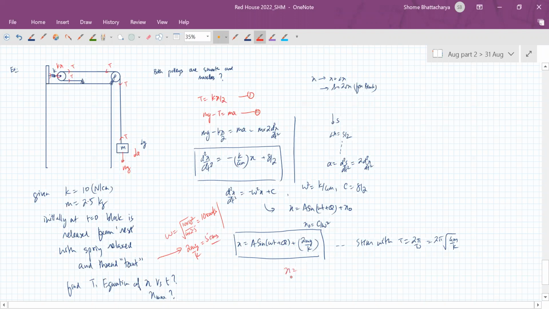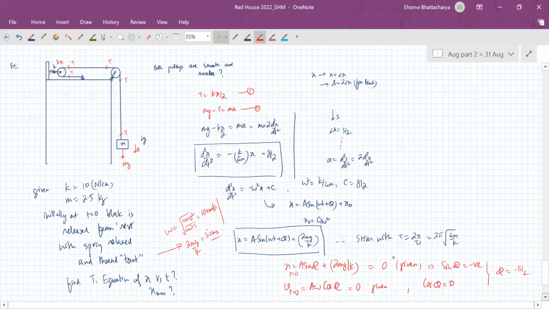So x at t equal to 0, x naught, is A sin phi plus 2mg by k. And the velocity at t equal to 0 is A omega cos phi. Now this should be 0, that's given, and this should also be 0, that's given. So we have cos phi is 0, and sin phi must be a negative term. So that means phi is minus pi by 2.